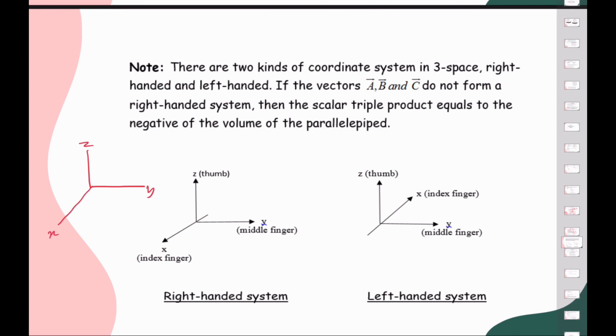Okay, so this one will give you the volume of the parallelepiped, which is a positive value. But sometimes we will have the left-handed axes, where the axes are like this. This one is the axis y, this one is the axis z, and the axis x is on the negative side. So it will give you the volume with a negative value.